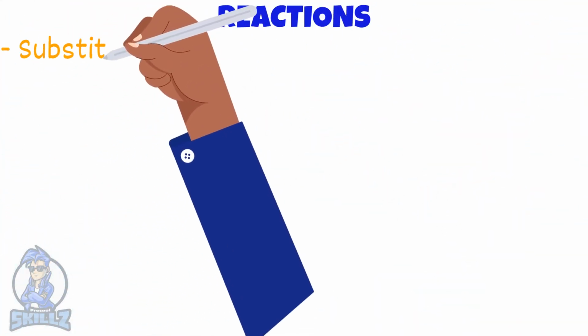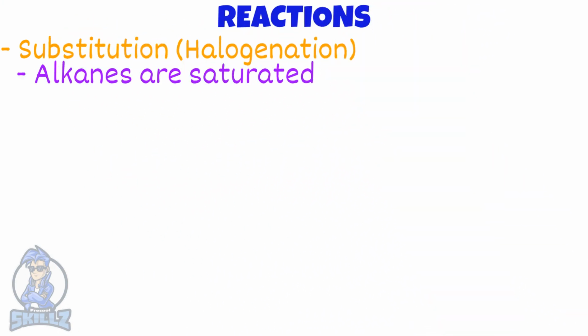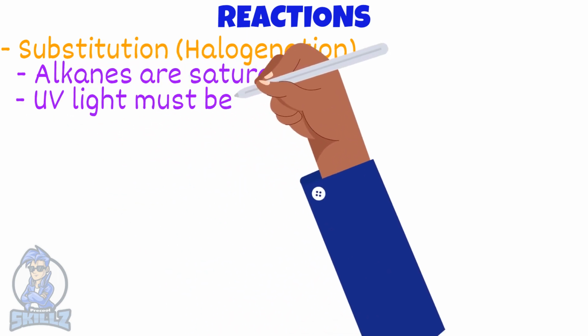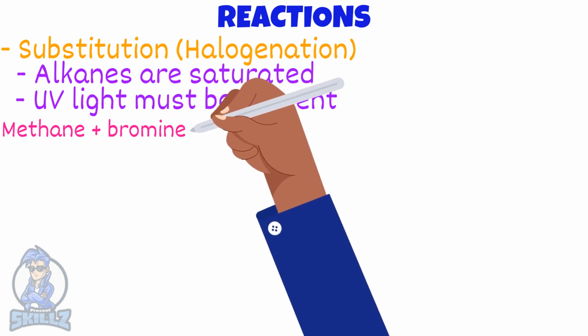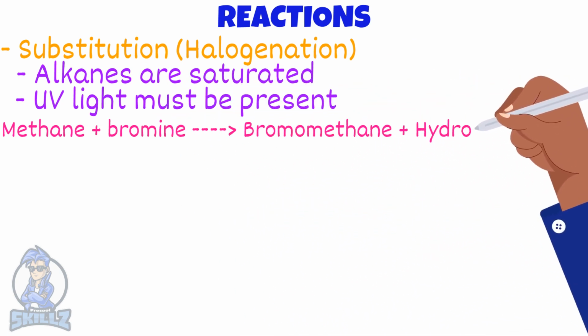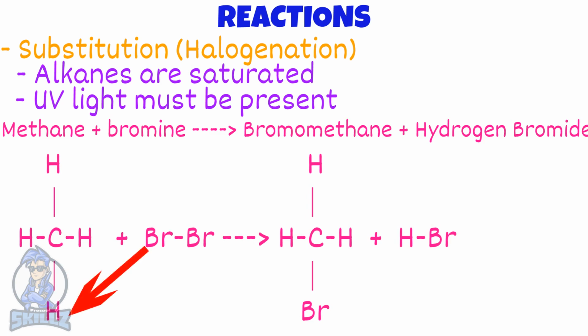Another reaction that involves alkanes is substitution, or more specifically halogenation reaction. As I mentioned before, alkanes are saturated, so there must be UV light during a halogenation. Here's an example. Methane plus bromine is bromomethane plus hydrogen bromide. Here's a visual representation to help you get a better understanding.